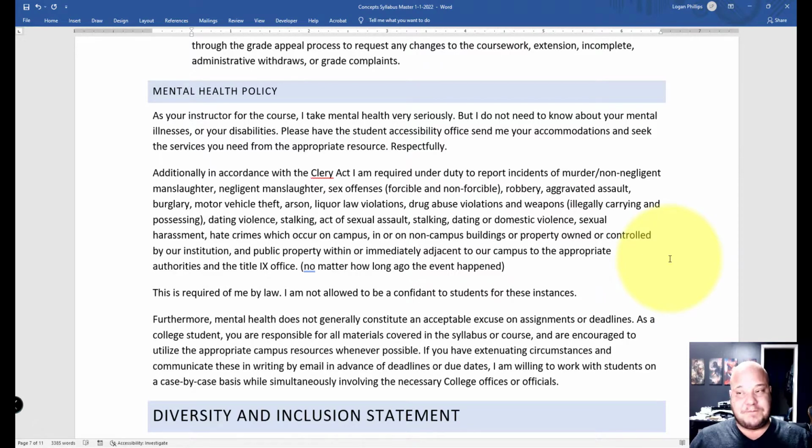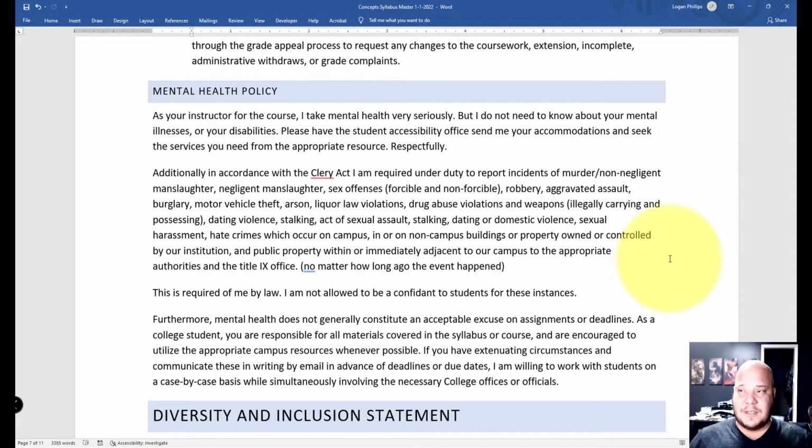But I want you to understand, mental health does not generally constitute an acceptable excuse on assignments or deadlines. Just because you're having a mental health day or a bad time, that does not equate to any form of protected status, and you will not get any form of extensions or accommodations because of mental health. You are adults. You'll hear this theme over and over again. You don't get to stop working and miss a deadline because you're having a bad day. Go and get yourself taken care of. Go to the resources that are available to you, and then take care of your business. So make sure you go through here.